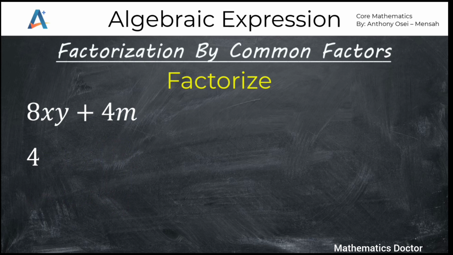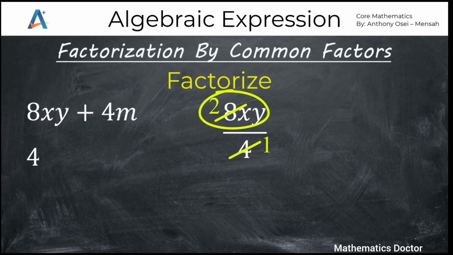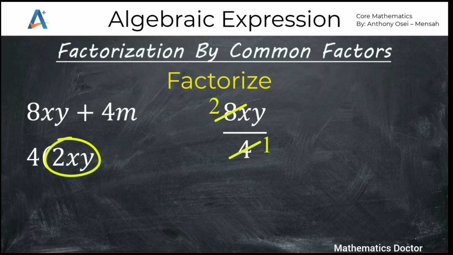Now we go through the same stage. The first term, which is 8xy divided by 4. So 8xy all over 4. Now 4 goes here, 1. And then 4 goes into 8, which is 2. So the numerator will remain with 2xy. So we'll put 2xy here.